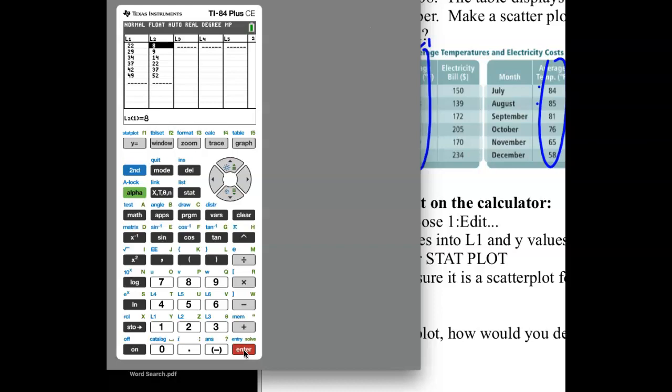It is important that you don't delete because you will be deleting the column. You want to just clear the data. To do that, we want to arrow up to where it has the list name.